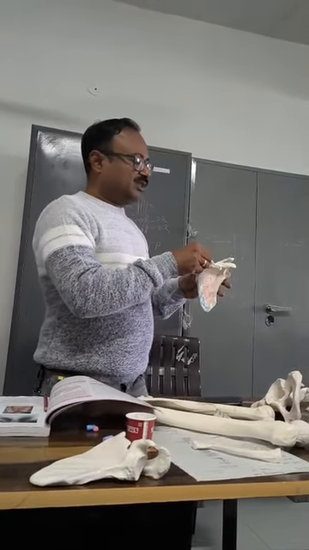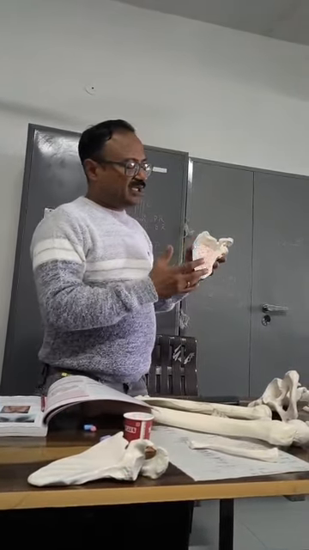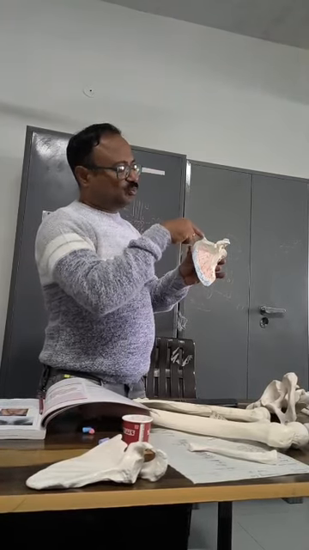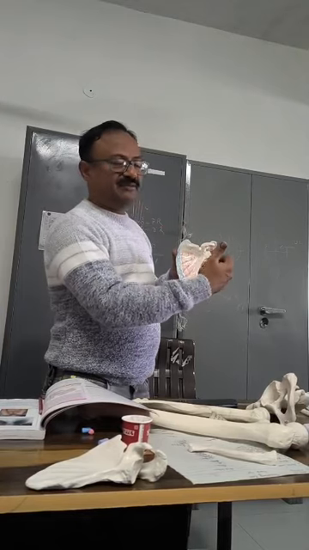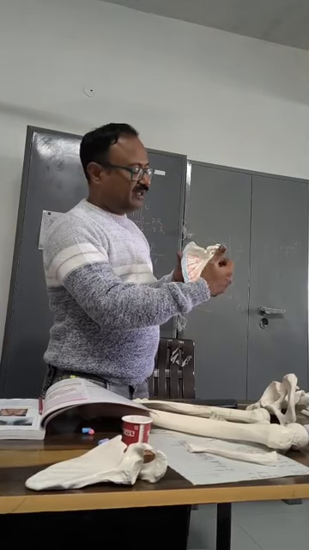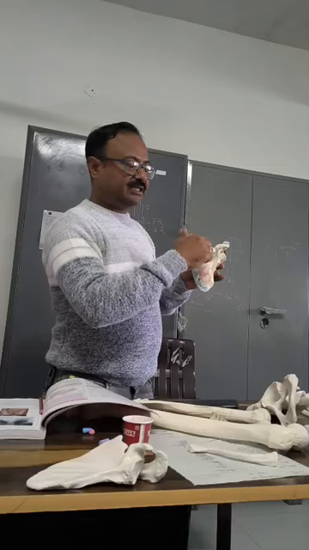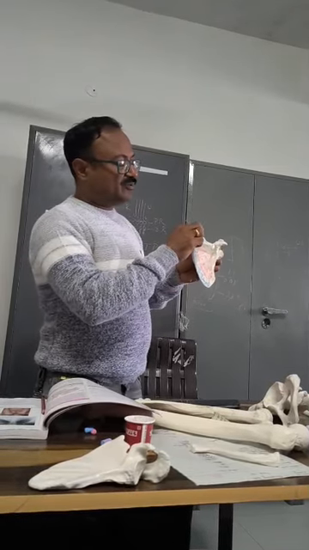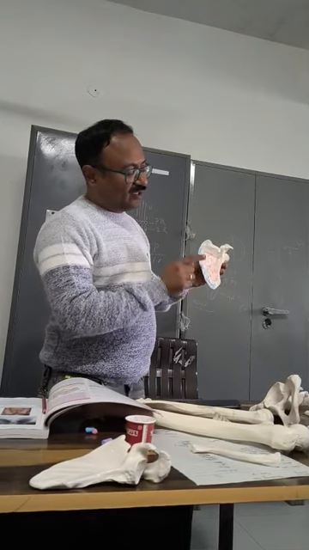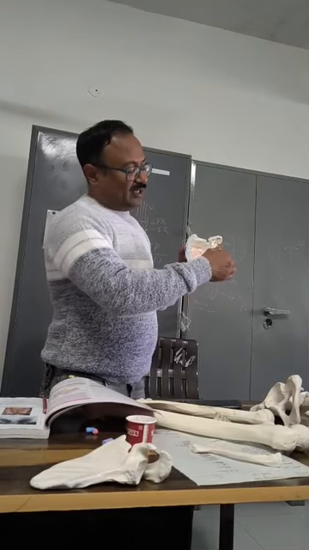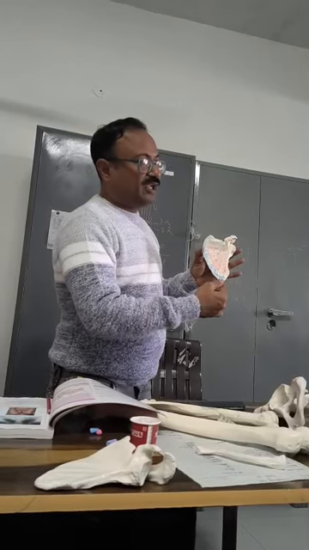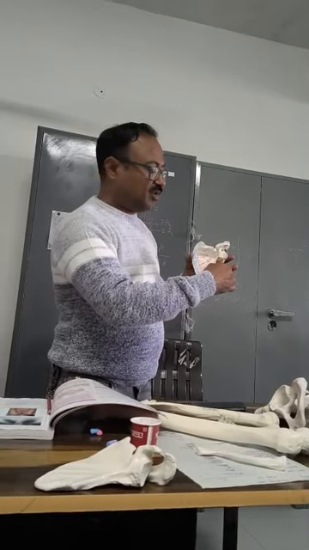Done. In the features we have already discussed the three angles and three borders. This is the superior angle, inferior angle and lateral angle, which bears a cavity, the glenoid cavity. The superior border is thin and sharp, and it has a suprascapular notch. The medial border, which extends from the superior angle to the inferior angle, is thin, and the lateral border extends from the glenoid cavity to the inferior angle, which is the thickest border.